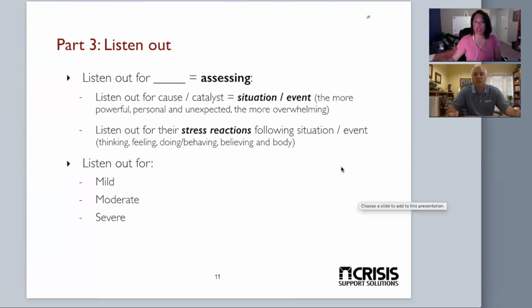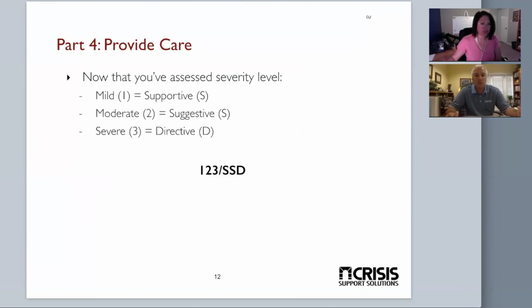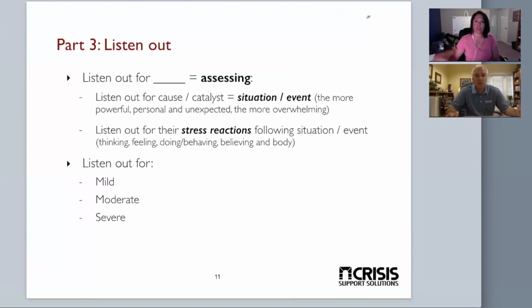Okay. So let's pause. We go into provide care next. So let's pause here for a second. What questions do you have on steps 1, 2, and 3? Show up, lean in, listen out. Do you have any questions so far on those 3 before we get into addressing, providing care, and offering hope?